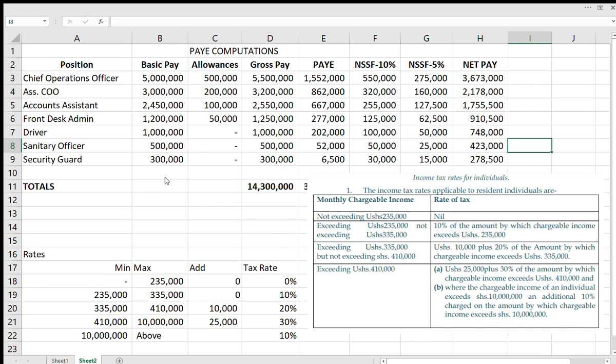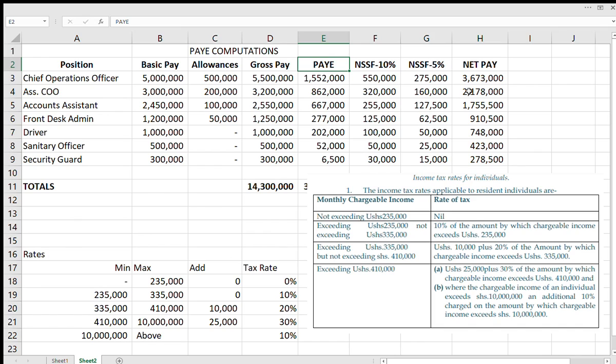In this tutorial, we are going to see how we actually calculate pay as you earn and NSSF, given that we have the payroll with us. What you're seeing here is the payroll. We have the positions of the officers, we don't have their names, the basic pay and allowances. Then we also have gross pay. We shall see pay as you earn, NSSF, and later on we shall see how we get to the net pay.